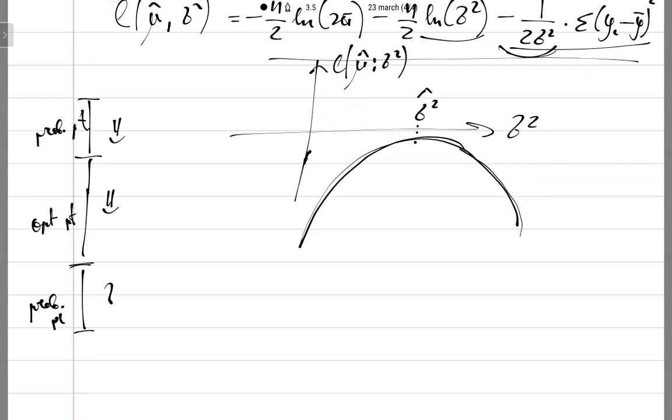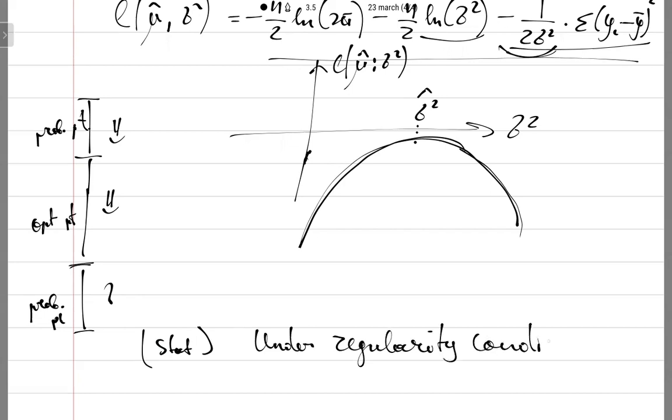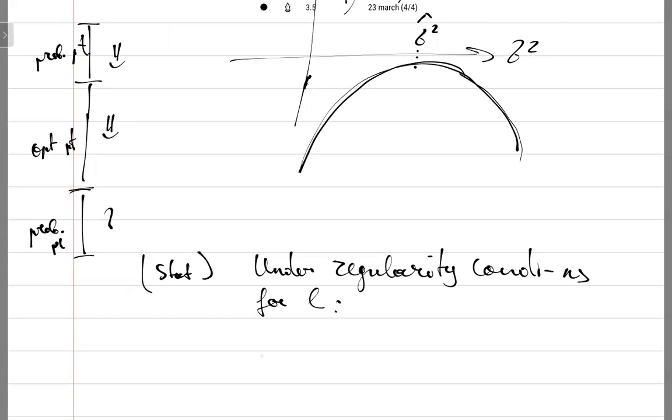So we have a theorem from statistics that under regularity conditions for the maximum of the likelihood function, we can estimate the variance of our likelihood estimators as minus the inverse of the Hesse matrix at the extremum point. And this estimate is consistent.